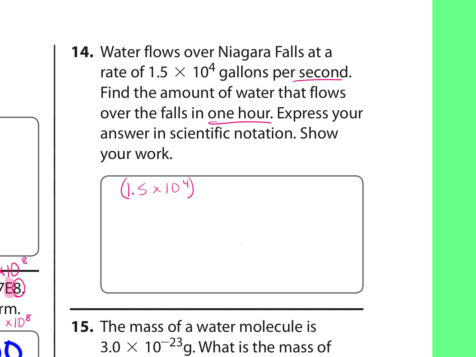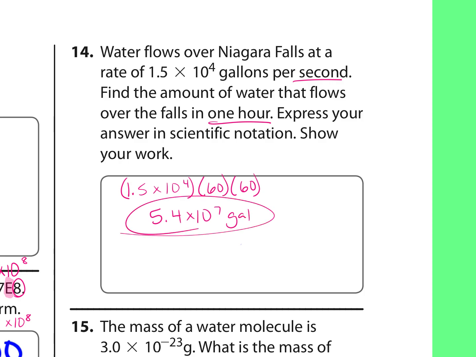How many seconds are in a minute? 60. How many minutes are in an hour? 60. So we can just multiply through that, and we will get this number in scientific notation, 5.4 times 10 to the 7th, and it's measured in gallons.